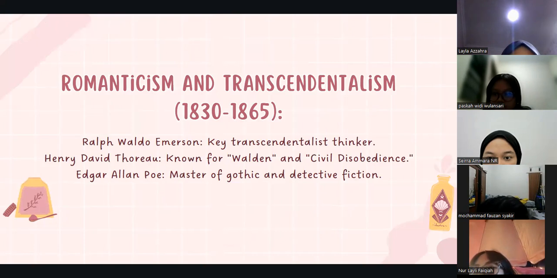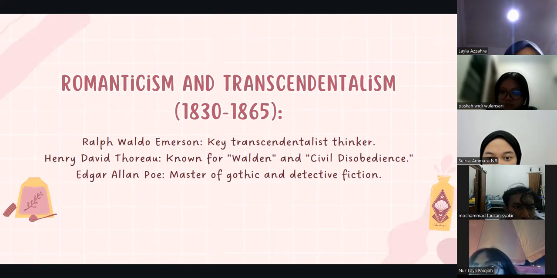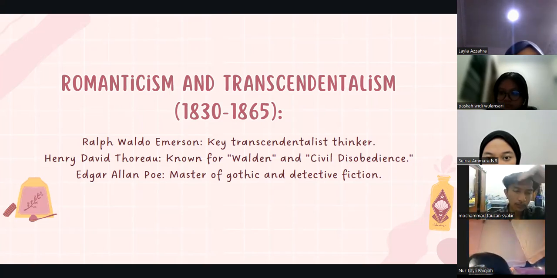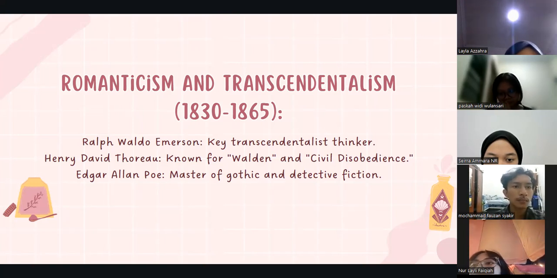Romanticism and Transcendentalism, 1830 until 1865. Ralph Waldo Emerson, transcendentalist thinker. Henry David Thoreau, known for Walden and Civil Disobedience. Edgar Allan Poe, master of Gothic and detective fiction. This became an important period in American literary history in which literary works began to explore themes of individualism, nature, and the search for spiritual meaning.